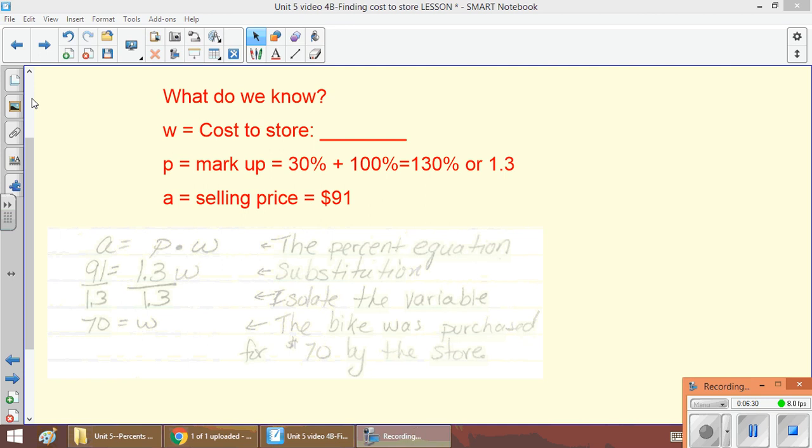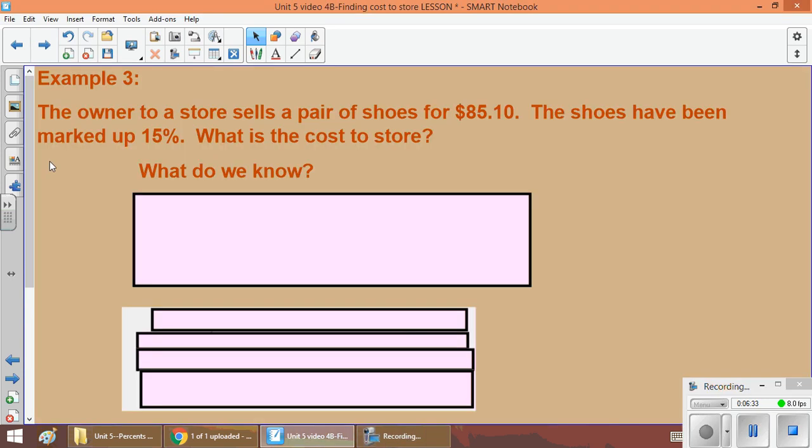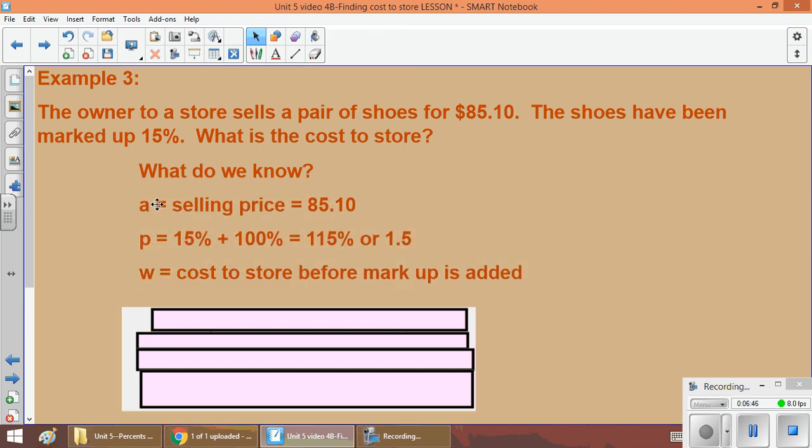Again, remember, you can pause at any time you need. We have one final example, and we are done with this series. The owner of a store sells a pair of shoes for $85.10. His shoes have been marked up 15%. What is the cost to the store? What do we know? We know the selling price is $85.10, so that's our A. It's part of the original whole. P is the markup of 15% plus the original cost to the store, which gives us a total of 115%.